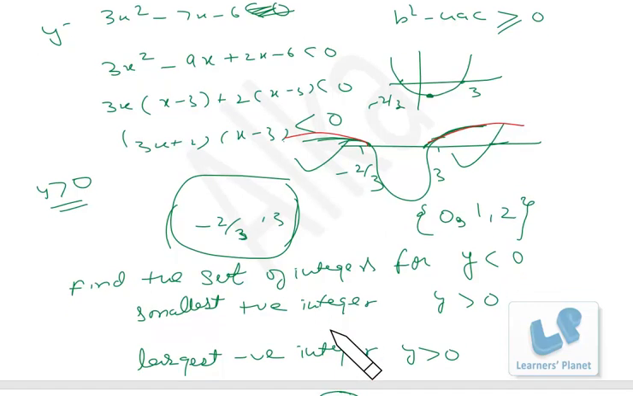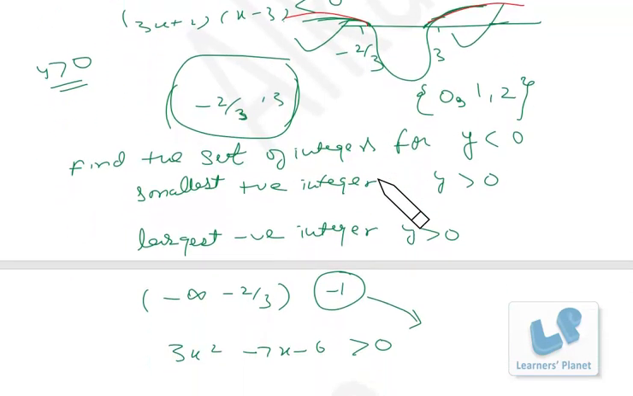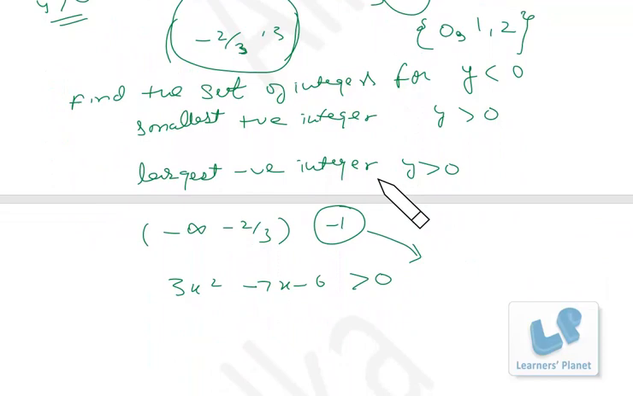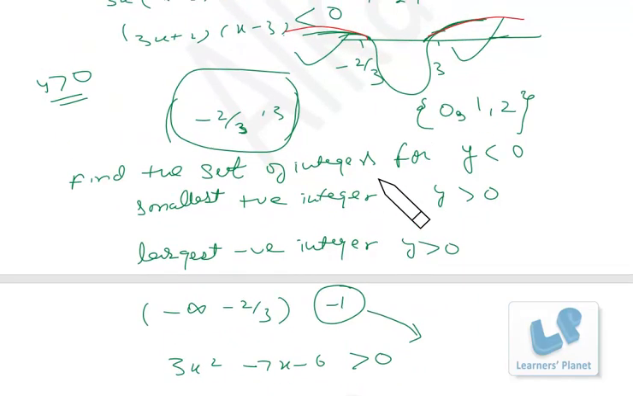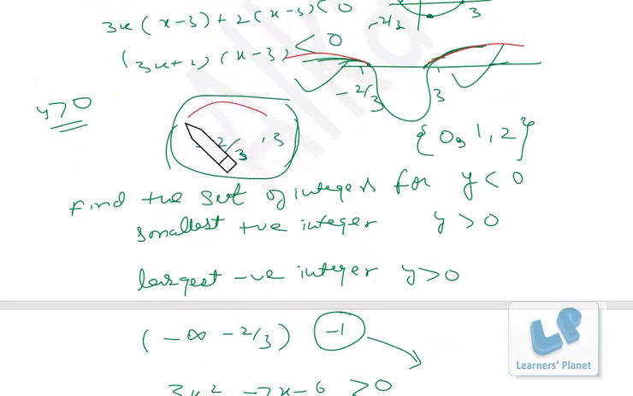Smallest positive integer: from 3 onwards, this expression is positive, 3 to infinity. So after 3, the smallest integer is 4. Largest negative integer for which y is greater than 0 is minus 1. So this is how we can do the problems very easily. I hope this is clear. Find the set of integers for which y is less than 0. We get the range minus 2 by 3 to 3 for which y is less than 0, but this is a range of real numbers. If you are looking at integers, choose the integers from minus 2 by 3 to 3.